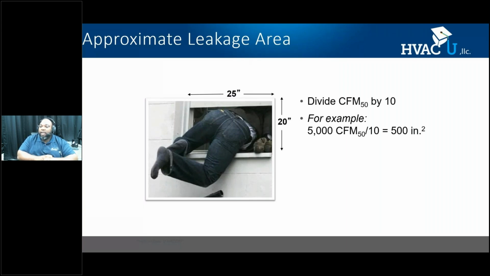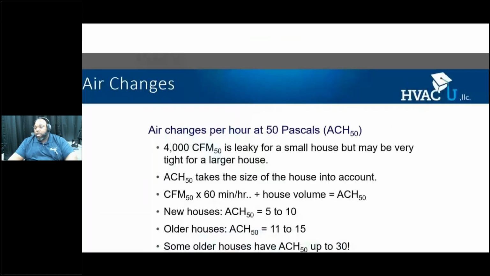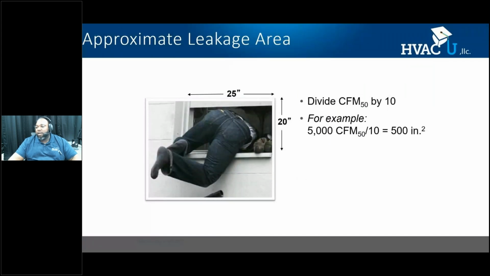But if we were to run a blower door and come up with the CFM50 number, like this 5,000 here, and divide that number by 10, that gives us an approximate square inch number that will help us determine, if I added all the leaks in the building up together, how big my hole would be. So a 5,000 CFM50 blower door is roughly a 500 square inch hole, or roughly 25 by 20, which is a pretty substantial hole, which helped us communicate to the customers why some shell modifications needed to be done.